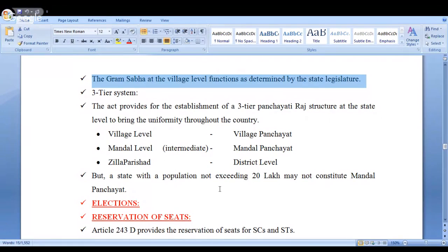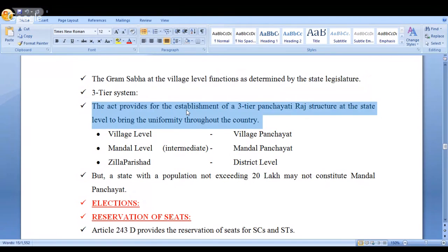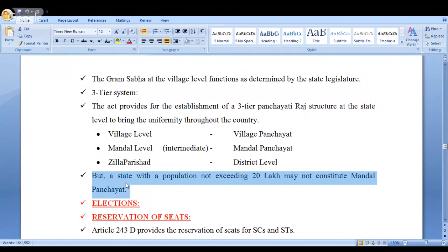look at this. So, three-tier structure. This act provides for the establishment of a three-tier Panchayati Raj structure at the state level, to bring uniformity throughout the country. Village level, village panchayat; mandal level, mandal panchayat; zilla parishad at the district level. But a state with a population not exceeding 20 lakhs may not constitute the mandal panchayat, meaning the middle level, if the population is less than 20 lakhs.